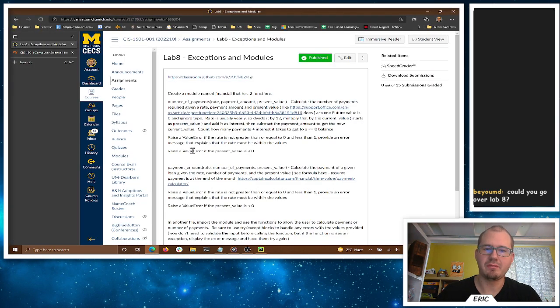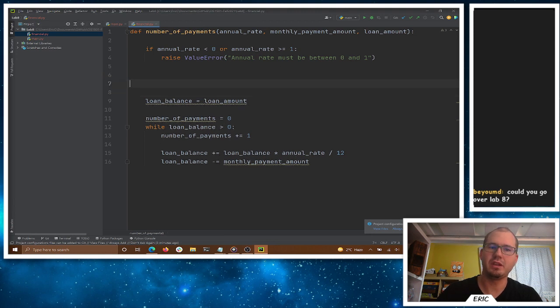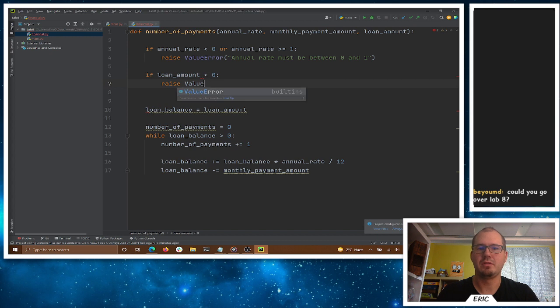Then we're going to raise a value error if the present value is less than 0. Right, so if you try and give me a negative balance for that loan amount, the present value, it's going to mess things up. So if the loan amount is less than 0, we'll raise a value error. Loan amount must be greater than 0. I guess really even less than or equal to 0 is probably fine. Either one should be okay.